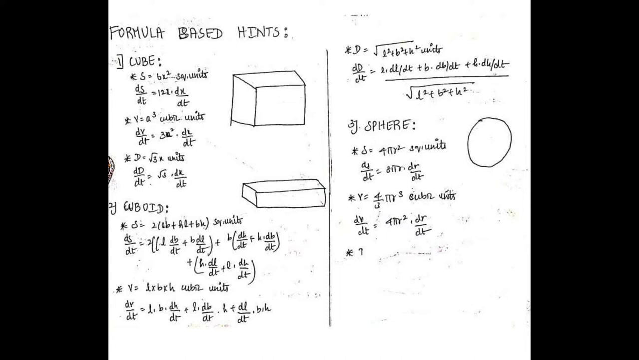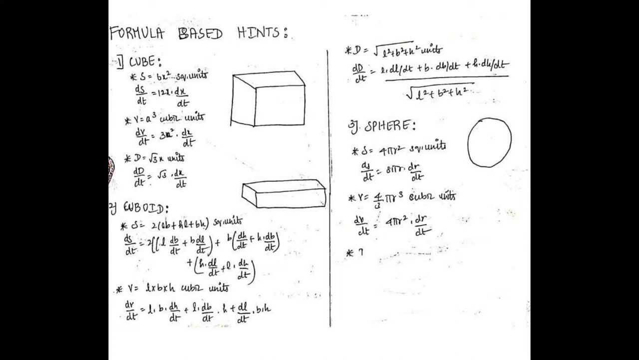Cuboid. Surface area is equal to 2 into lb plus bh plus hl square units. ds by dt is equal to 2 into l into db by dt plus b into dl by dt plus b into dh by dt plus h into db by dt plus h into dl by dt plus l into dh by dt. Volume is equal to l into b into h cubic units. dv by dt is equal to l into b into dh by dt plus l into db by dt into h plus dl by dt into b into h.